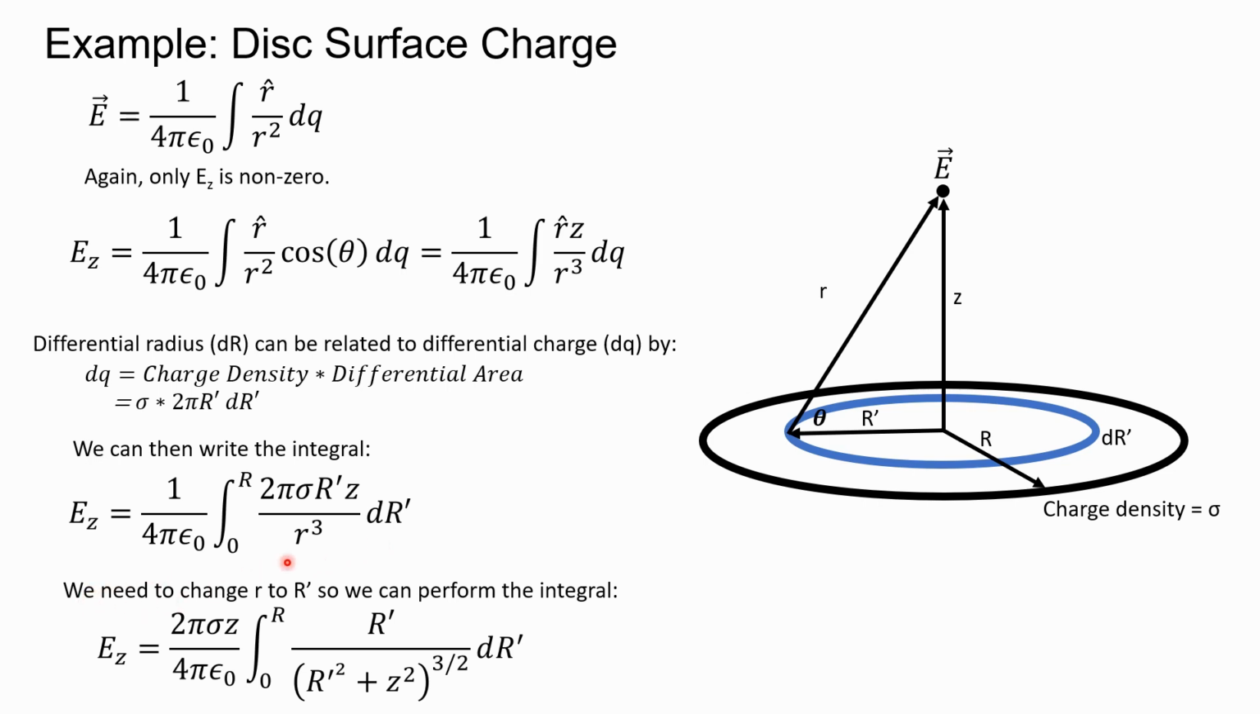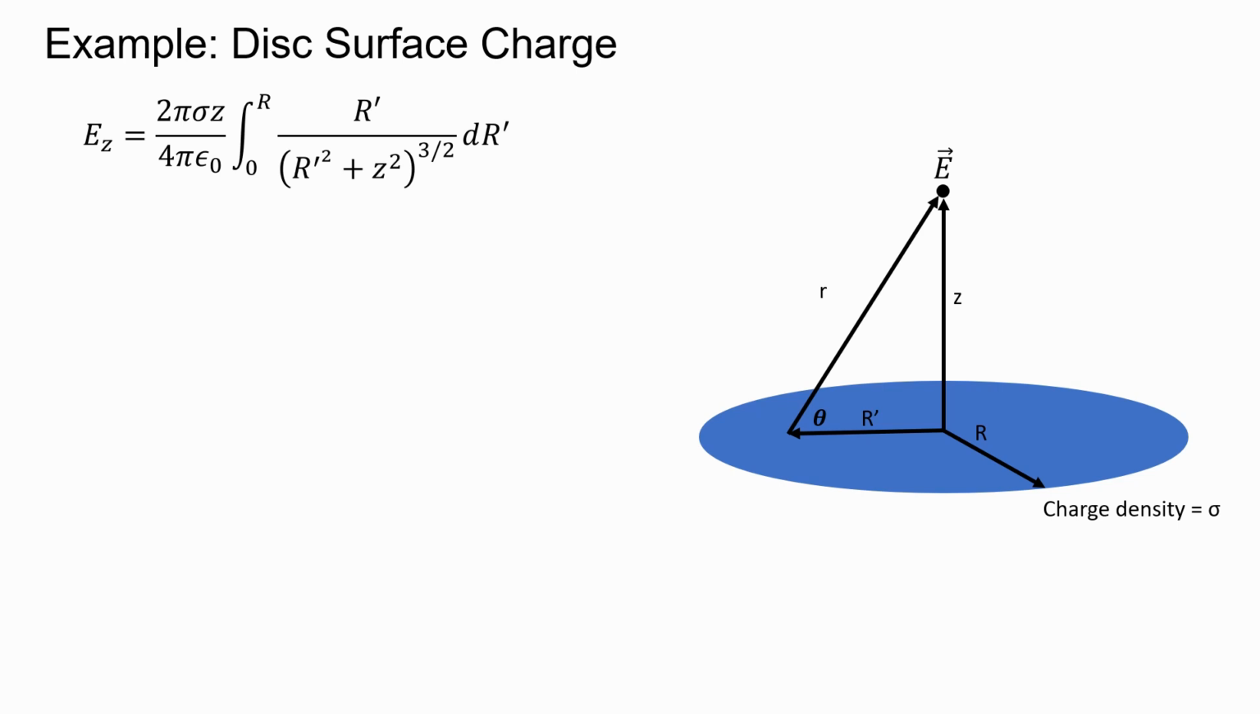Now we need to change this small r to r prime so that we can perform this integral. Small r can be related to r prime and z using the Pythagorean theorem: r prime squared plus z squared is equal to small r squared. Small r is also changing over the course of the integral, so we can instead write r cubed as r prime squared plus z squared all raised to the 3/2, and then we can take out some constants that we don't need to integrate over. So now this is the form of our integral, which gives us our non-zero Ez.